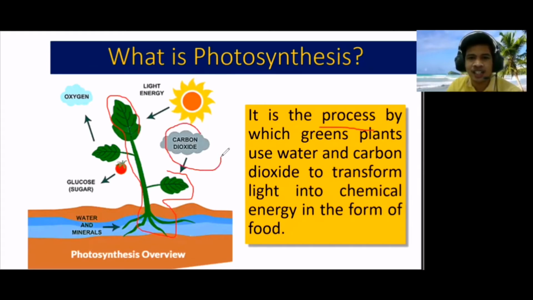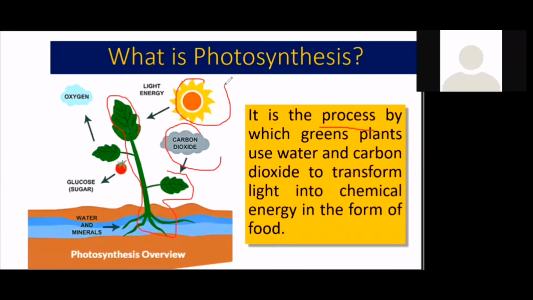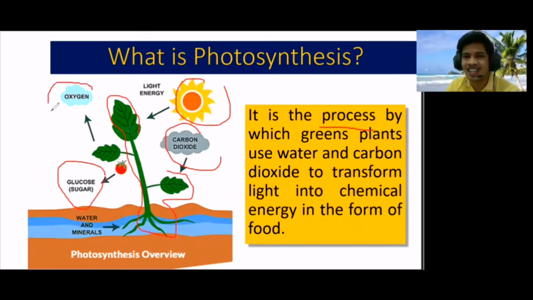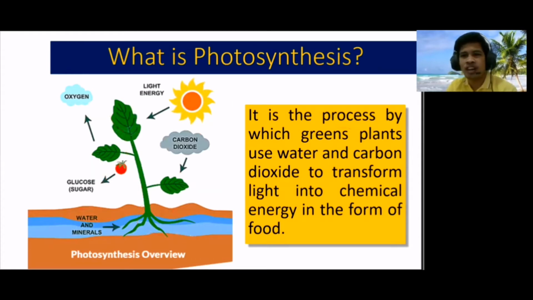carbon dioxide to transform light into chemical energy, in the form of food, like glucose or sugar, and then oxygen. So the products of photosynthesis we have here are glucose or sugar and oxygen. So it is a process. I hope you remember that now.